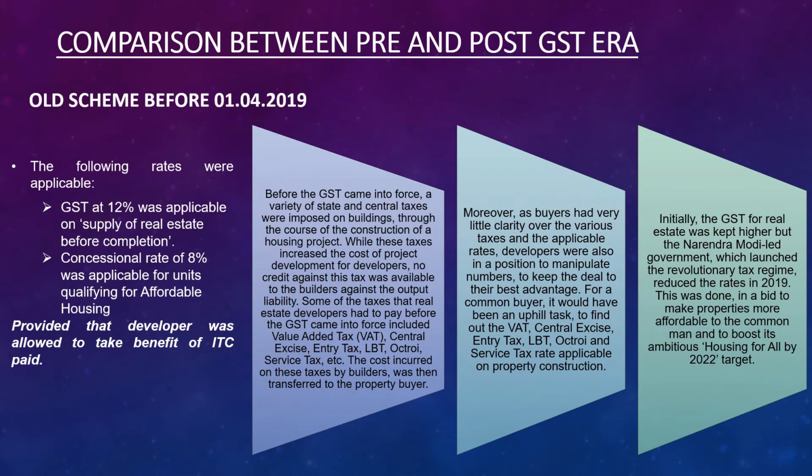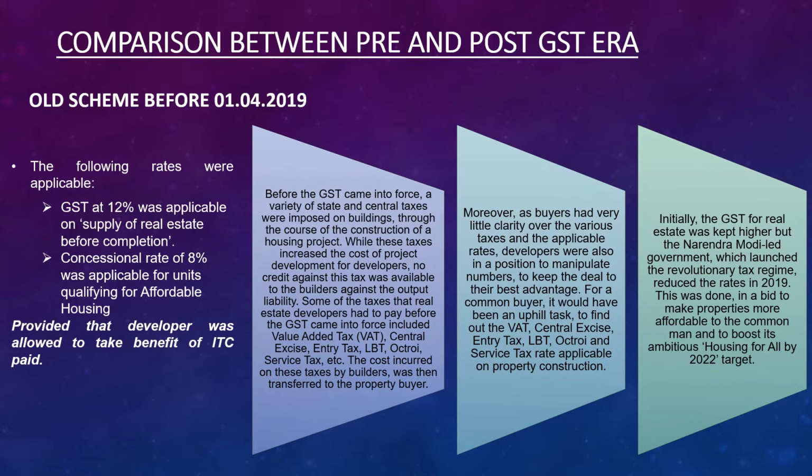So if we want to do comparison between pre and post GST era, so what was the old scheme before 1st April 2019? The following rates are applicable. GST at 12% was applicable on supply of real estate before completion, and a concessional rate of 8% was applicable for units qualifying for affordable housing. So provided that developer was allowed to take benefit of the ITC paid.